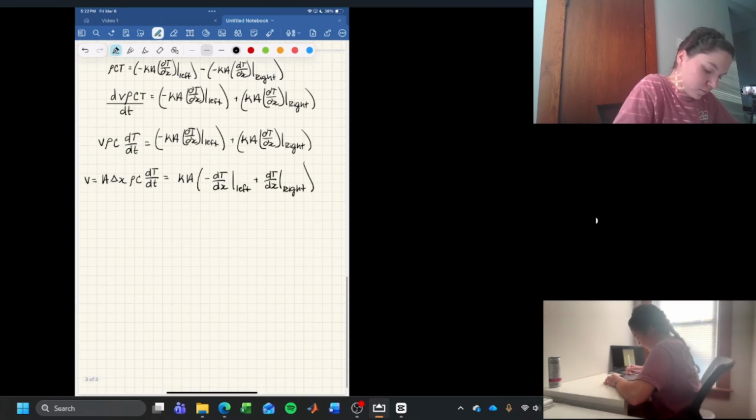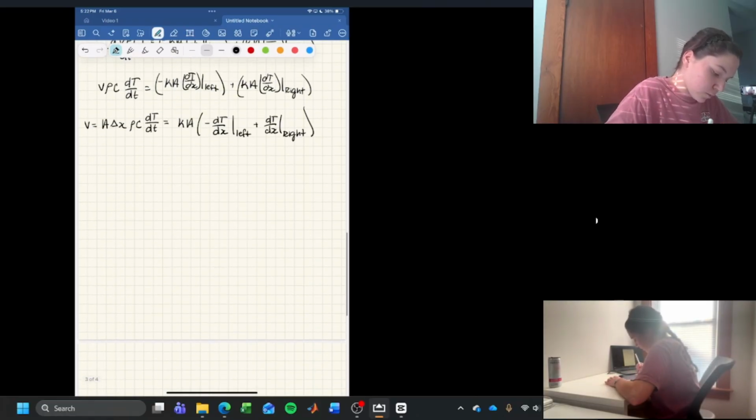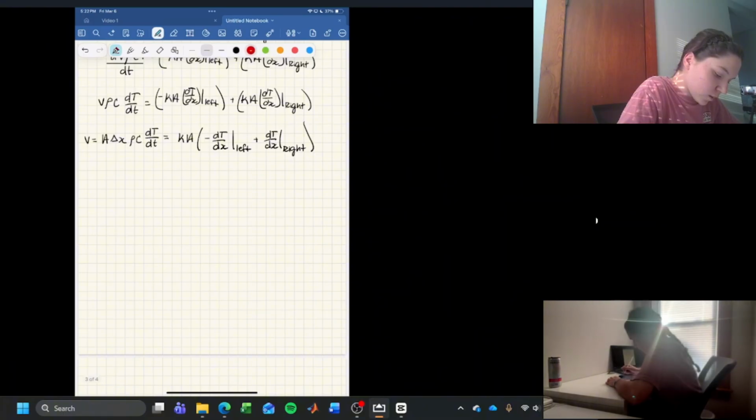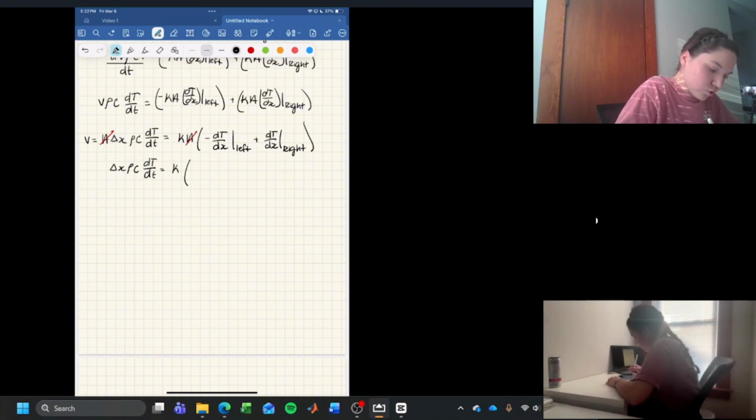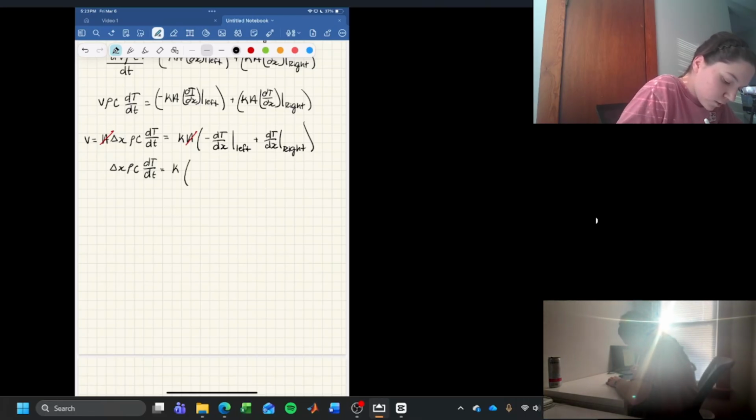So now let's simplify this some more. On this side, the areas are going to cancel out, and we can rewrite this as the change in position times density, heat capacity, change in temperature over change in time, equals the thermal conductivity times, and we're going to rewrite this part as well to make it a little bit easier to read, the change in temperature over the change in position of the right minus the left.